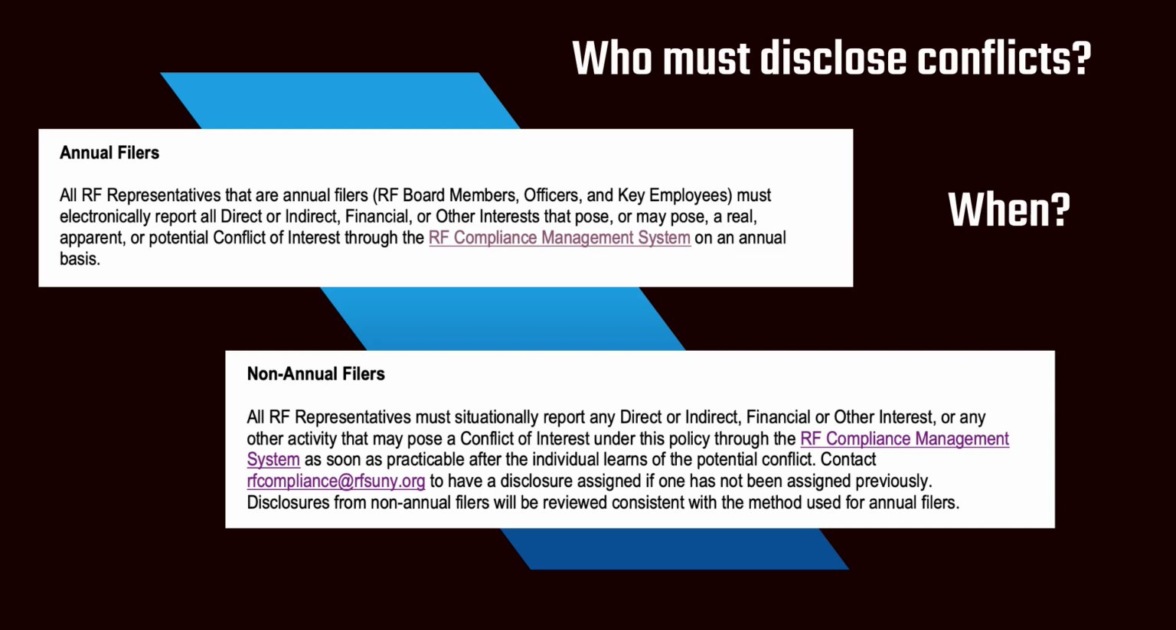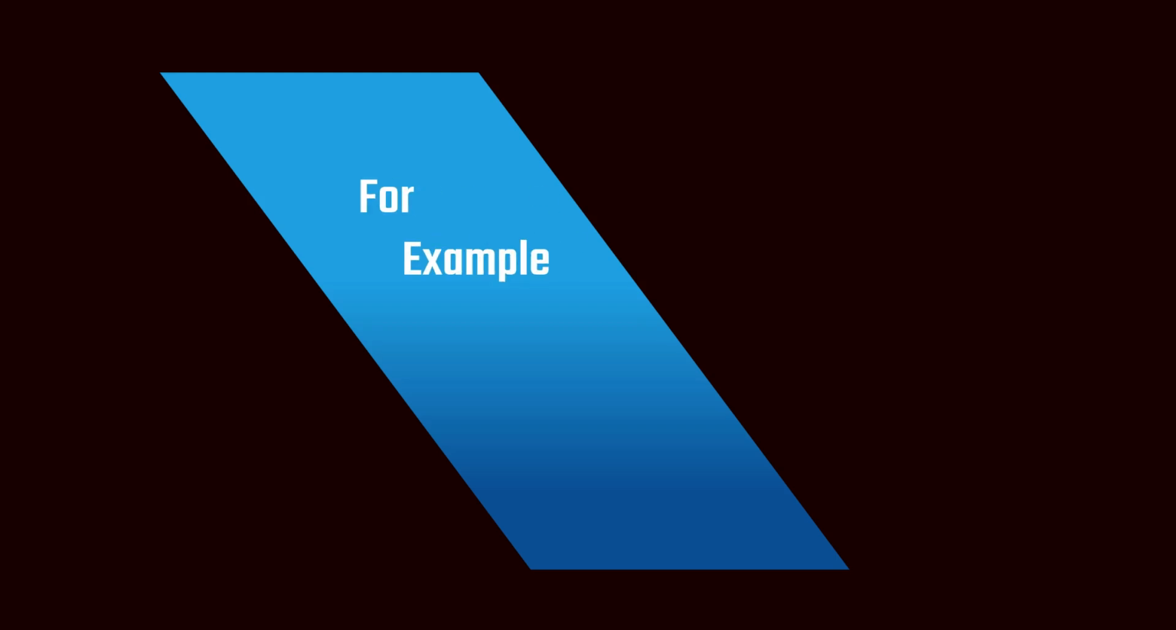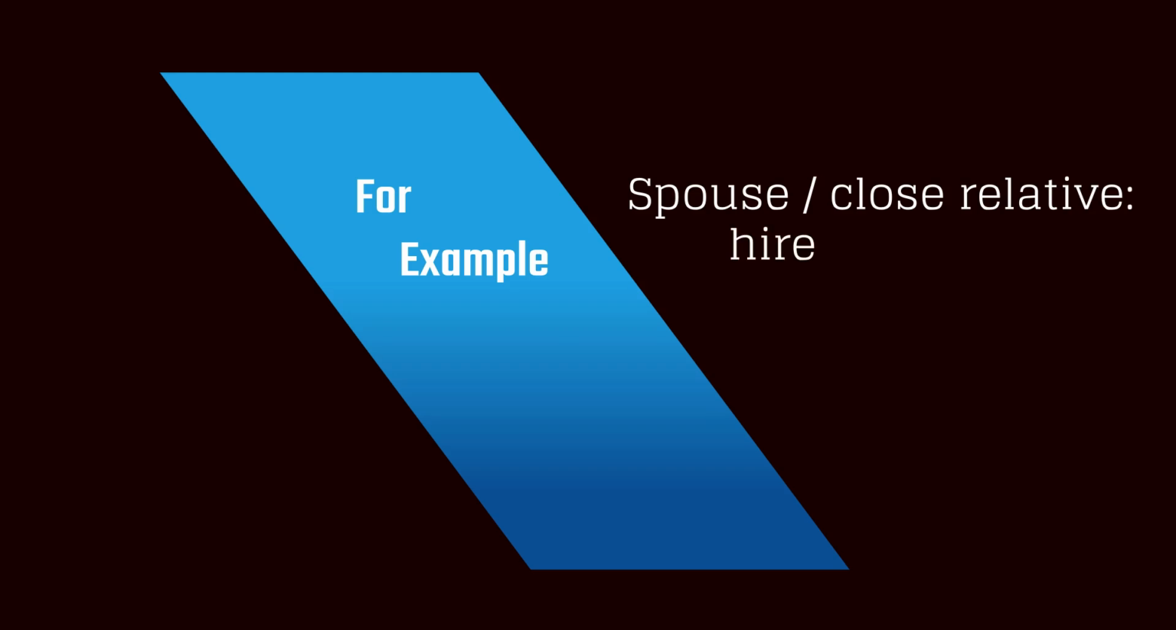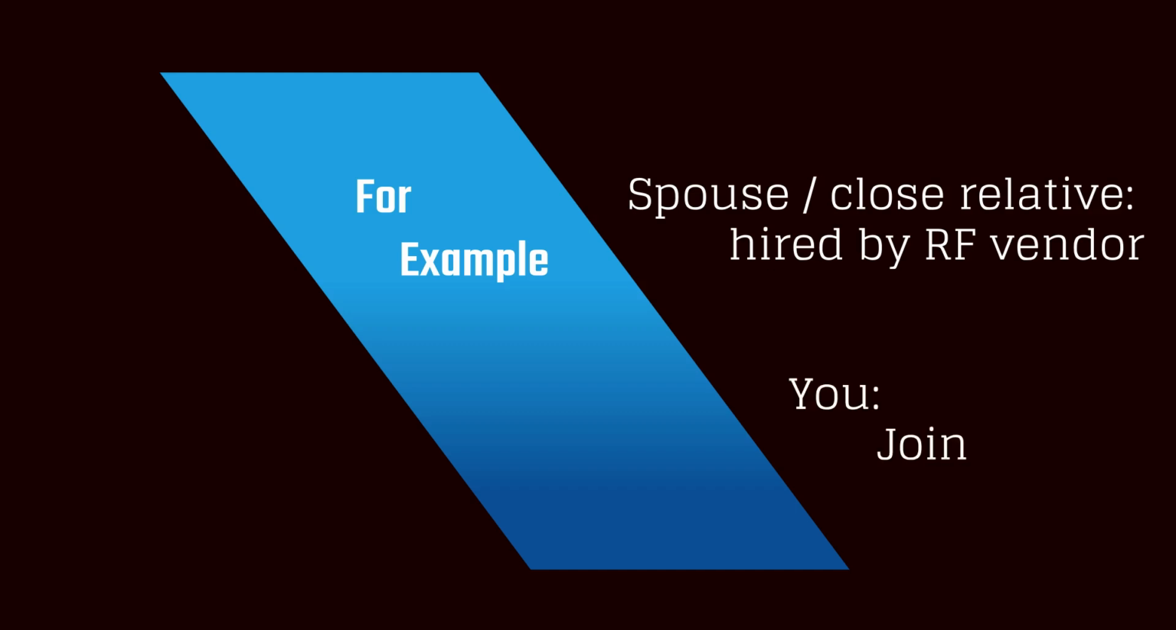Annual filers also need to submit a situational disclosure anytime a new conflict comes up, and not wait for the next annual disclosure to be assigned. For example, if your spouse or another close relative takes a job with a company that you know is an RF vendor at your location, or if you join a board for an outside organization that has some connection to the RF, you would need to submit a situational disclosure.